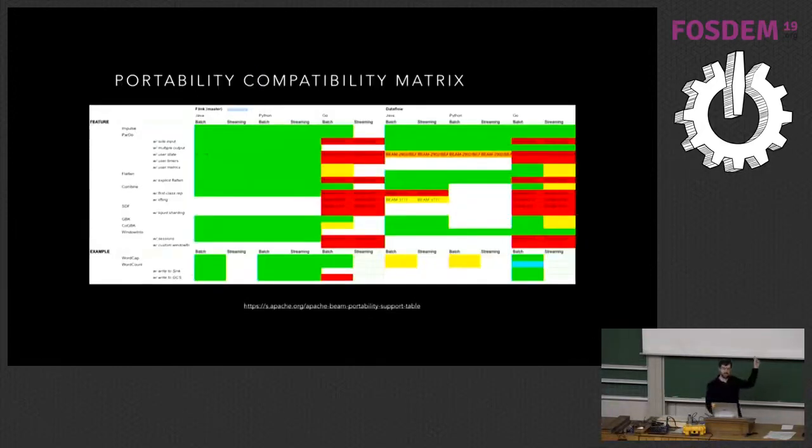There's a compatibility matrix, which tracks the status of portability for all runners. There's a link here, and Flink actually is the best runner, I would say, because it supports most features at the moment. The others are going to catch up.